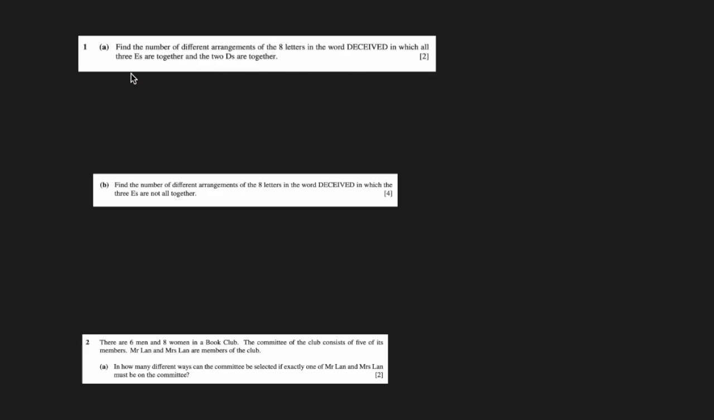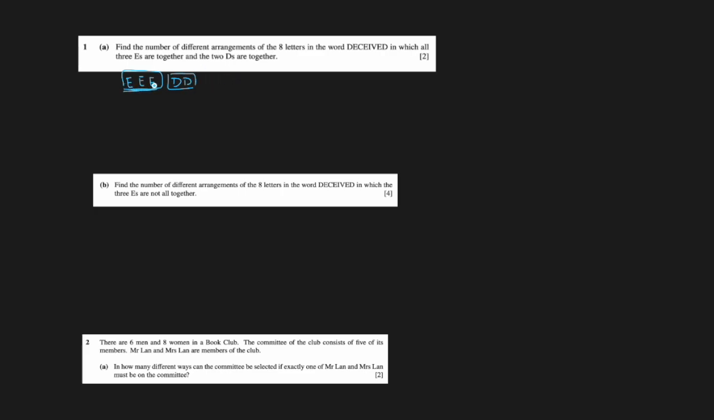Whenever they say some specific parts are together, write them together. So E, E, E, all 3 are together, make them a box. They're inside a box. Even if they change places with each other, it will still remain E. So no need to worry about what is inside, just think about the box. They also want the D's to be together. Similarly, they can exchange their places, but there is no change in the order.